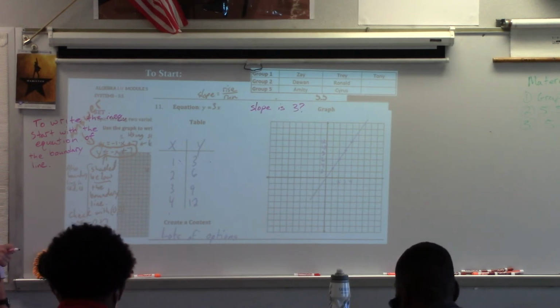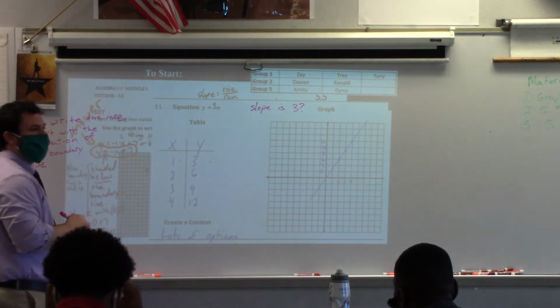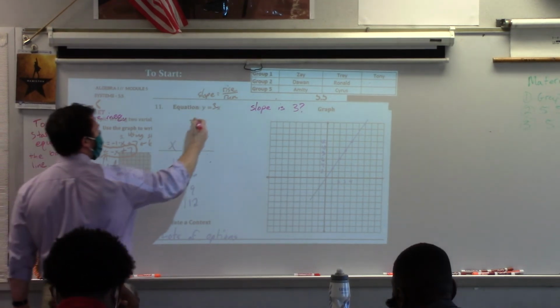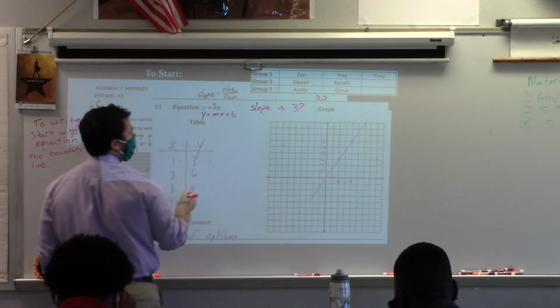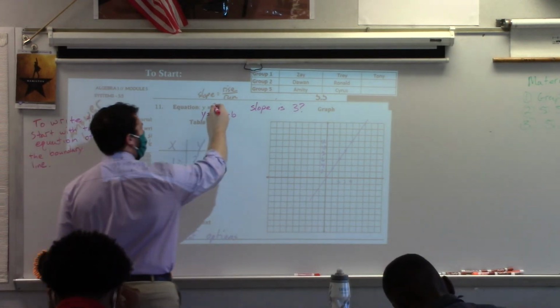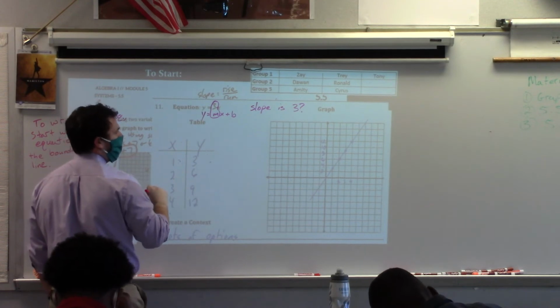Because of the 3x. So what's happening between the 3 and the x? They're being multiplied. And what is multiplication? Repeated addition. So what are we adding repeatedly? 3. So would that be a slope of 3? Yes. Also notice, isn't that the general equation, slope-intercept form? What does that 3 take the place of? It's just the slope, right?